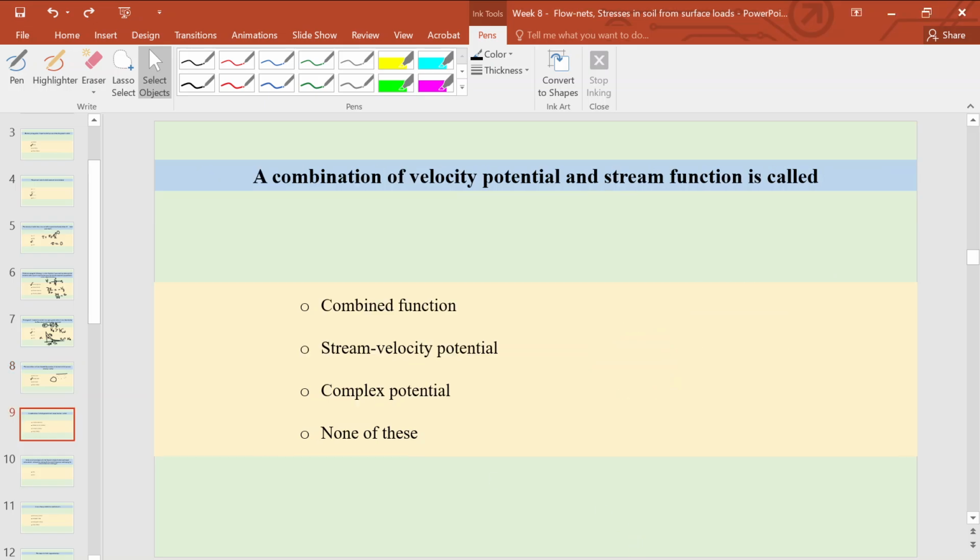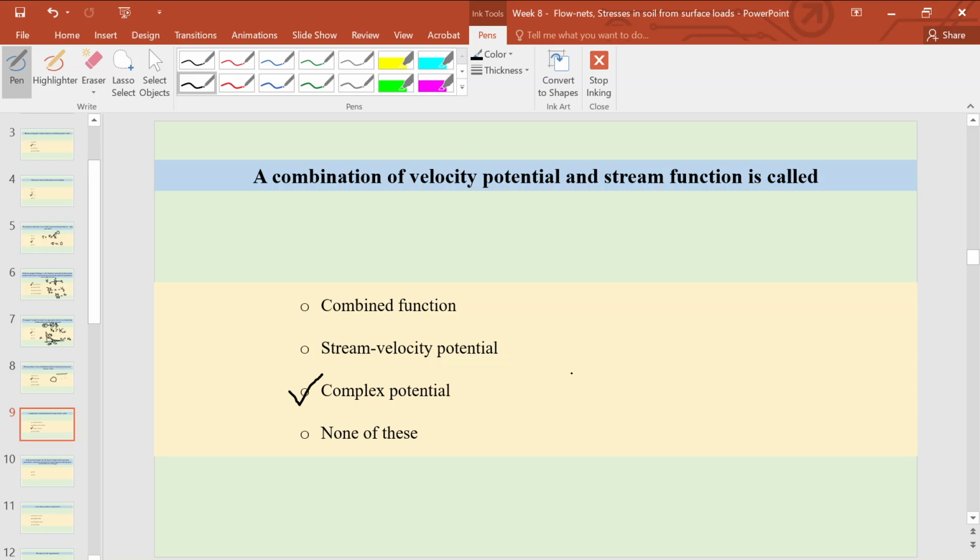Here's a very easy question. Combination of velocity potential and stream function is called? I think you are not comfortable with this topic, right? Yes, sir. Okay. So it is called a complex potential.